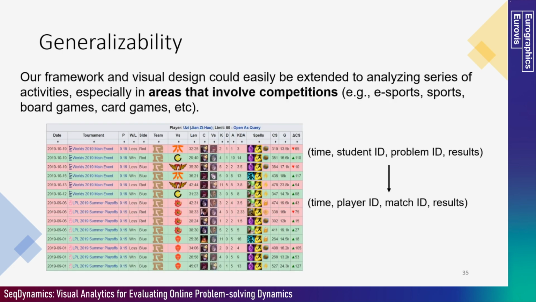Our framework and visual designs could easily be extended to analyze series of activities, especially in areas that involve competitions. For example, esports, sports, board games, card games, etc. For example, here shows the competition records of the esports game. We can easily replace the data in our existing system, time, student ID, problem ID, results, with the competition result in the esports, like time, player ID, match ID, results. And then our system can be used to select the best candidate for the competition.